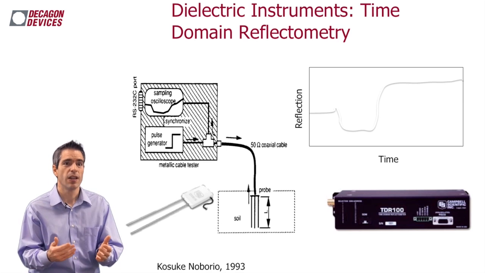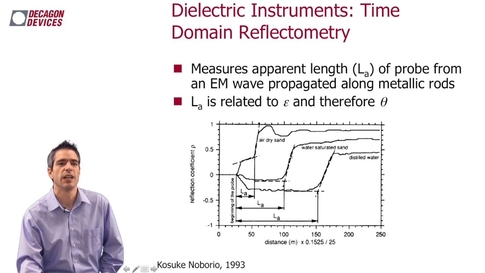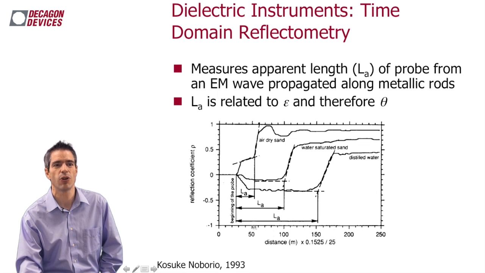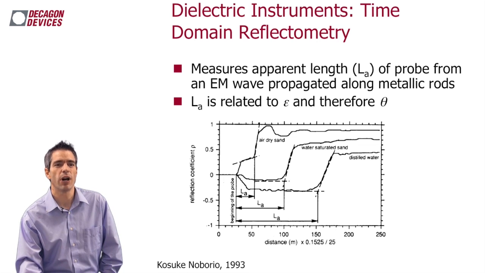So here's what Kosuke put together to show several examples of this. Again, we're looking at a sampling oscilloscope. This is the length here. This is the reflection coefficient, or the reflectance of that pulse. Here we are at the start of the probe. It's reflecting off the start here. And now we have air-dry sand. Front and end of the probe, you can see how short that is because there's very little charge storing ability, so it's very, very quick to get that pulse along. Here we have water saturated sand.